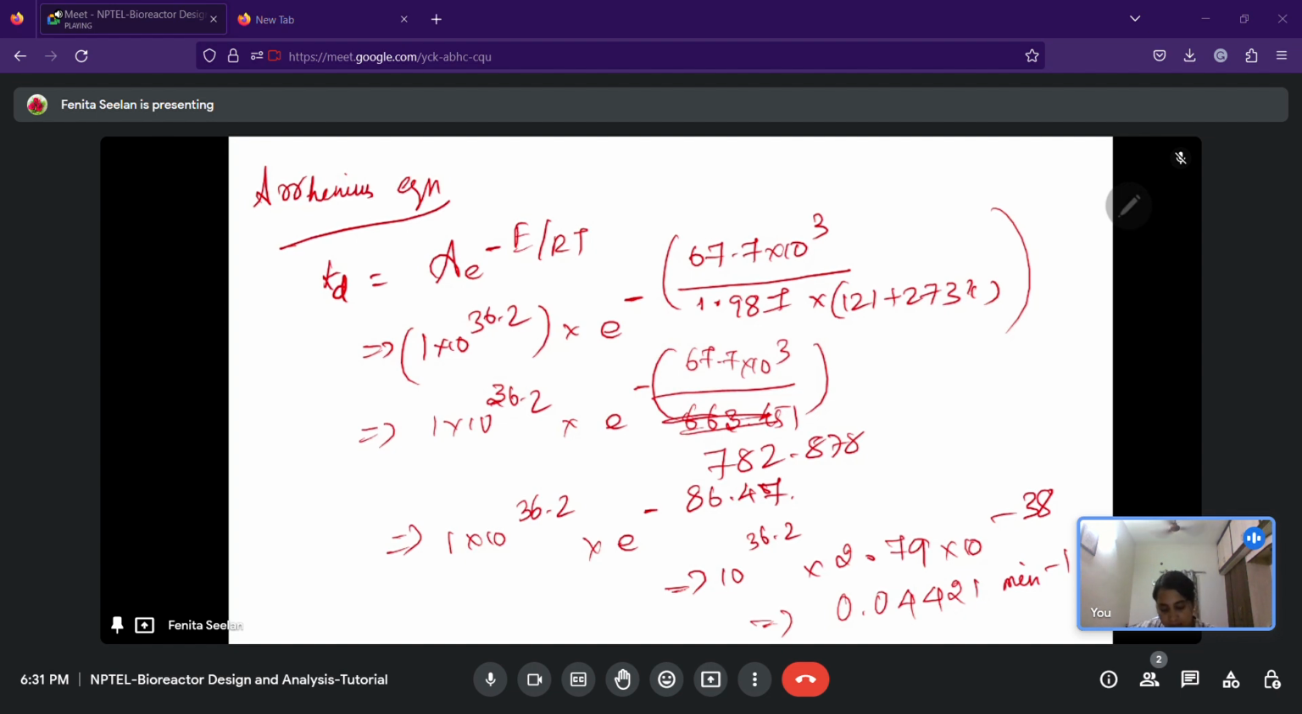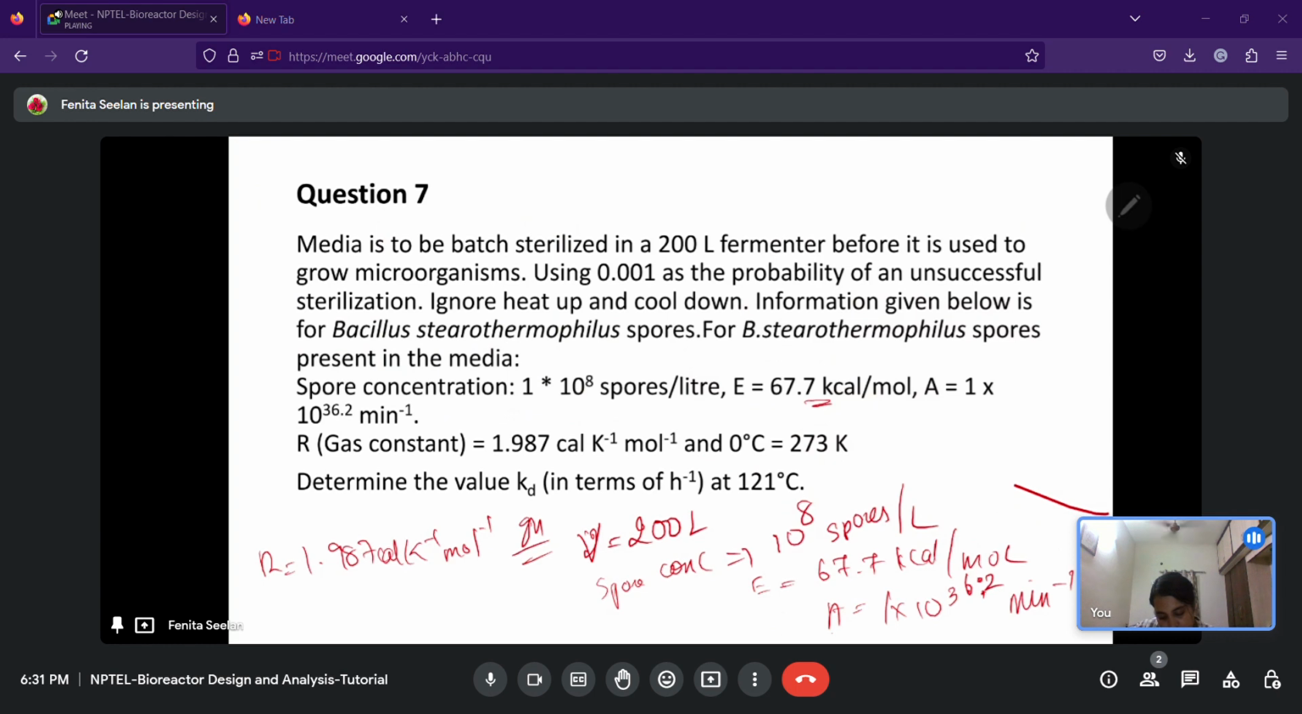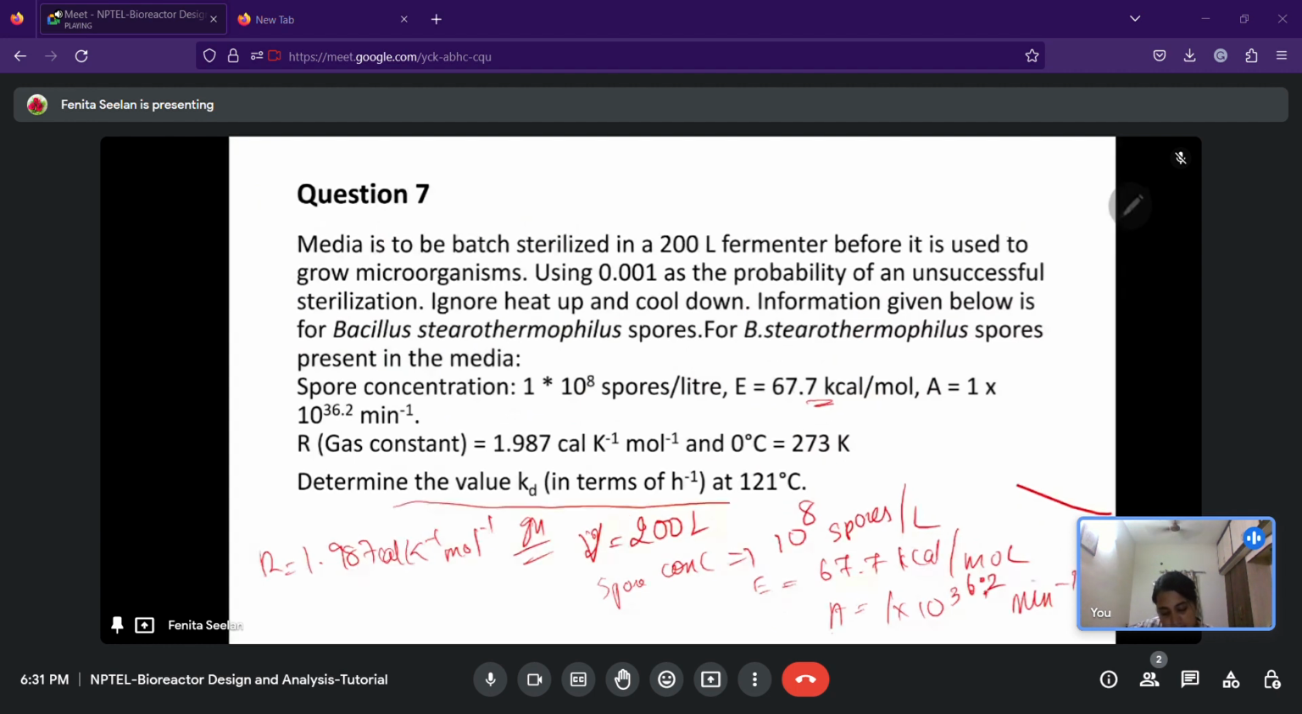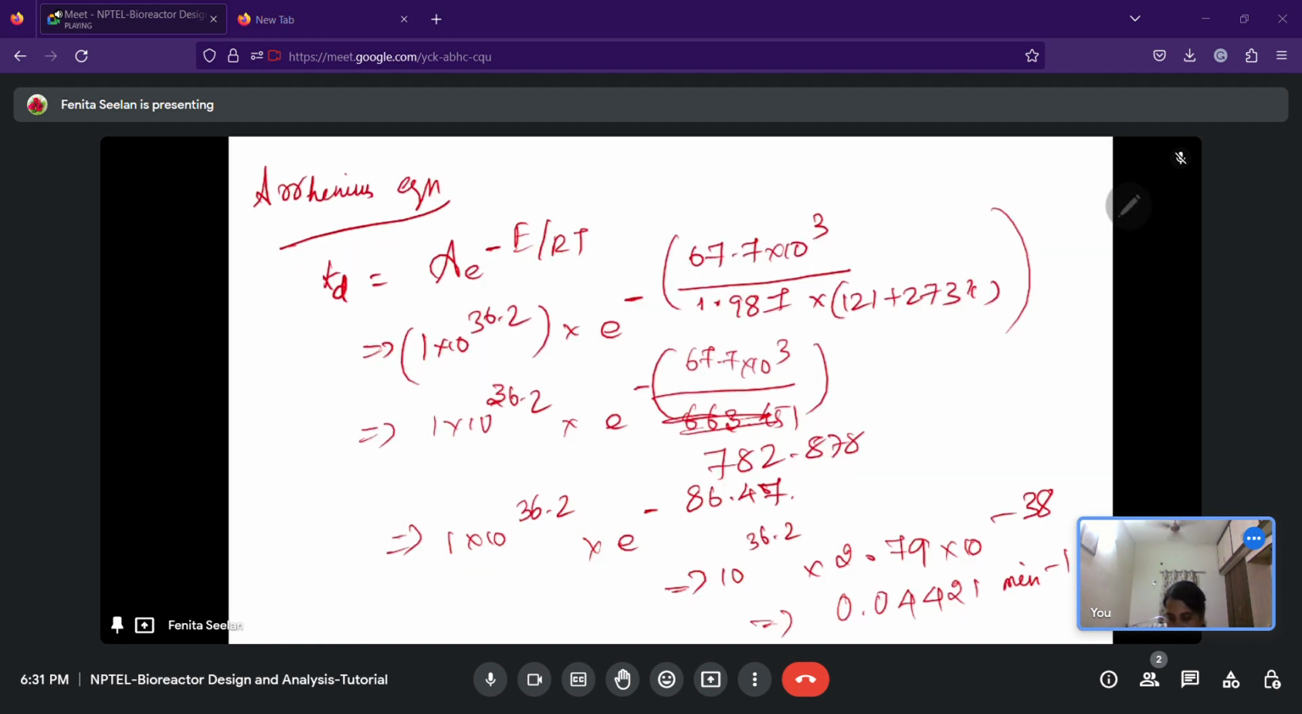So what was asked? What was the question? You were asked to determine the value of kD in terms of hour inverse. So how do we convert minutes to hours? How do you convert them? Sorry, 1 hour is 60 minutes, right? So you have to divide and multiply by 60.